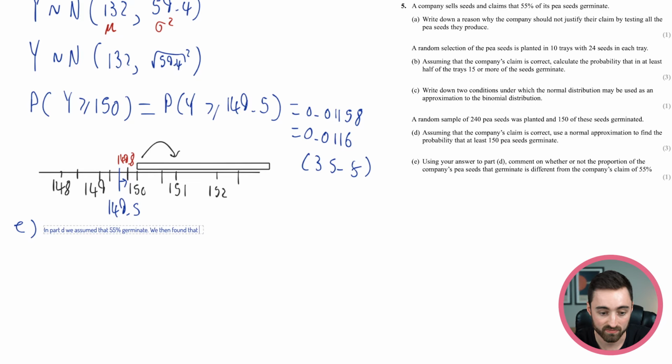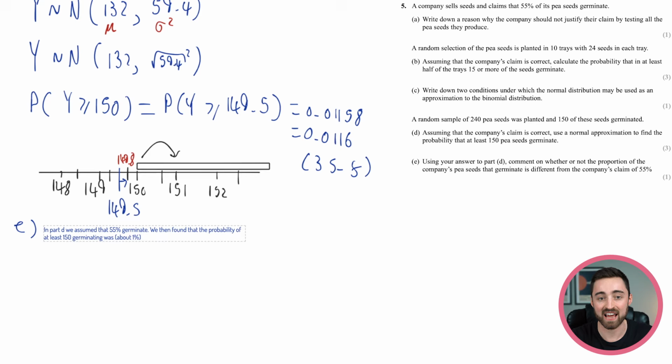We then found that the probability of at least 150 germinating was really low. It was 0.0116. That's 11.6%, right? No, it's not. It's even lower than that, isn't it? It's 1.1%. It's about 1%. So that's super low, isn't it? About 1%.